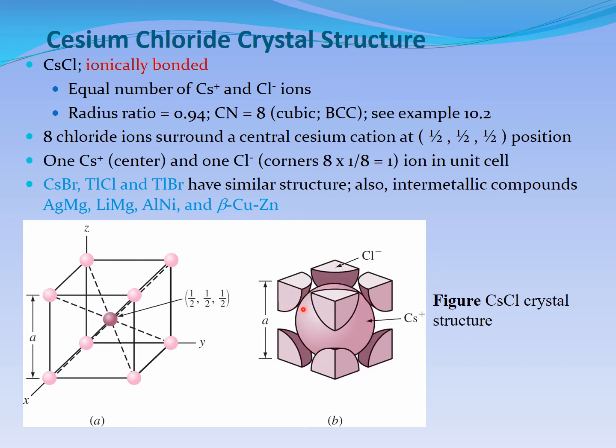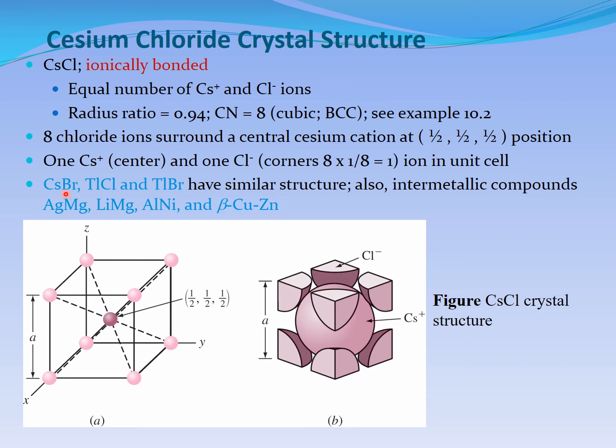So if you cut exactly one cube, then the central one is a full sphere. But the corner ones, if you remember from your basic theory, are 1 by 8, 1 by 8, 1 by 8. So 8 of them, 1 by 8 will become one corner atom actually, and one central atom. So it means in all, in one cube, there is one cesium full and one chlorine full. There are 2 total atoms, 1 of this and 8 into 1 by 8 of this.